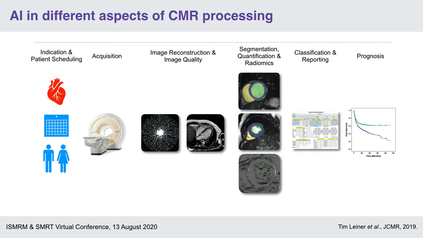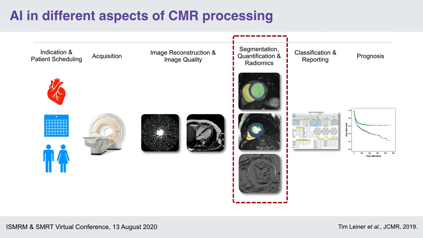Let me begin with this diagram. This diagram shows us how AI can be used in different aspects of the CMR processing pipeline, from patient scheduling, acquisition, image reconstruction, to the segmentation and quantification, up to the reporting and to prognosis. For example, during acquisition, we've seen some works where AI can be used to predict the full image reconstruction from a very sparse k-space.